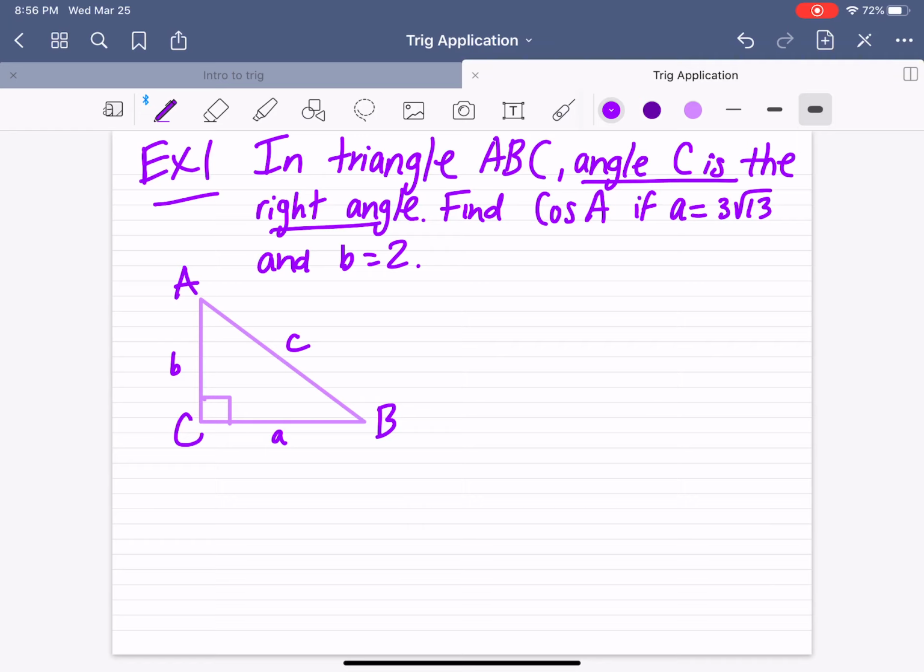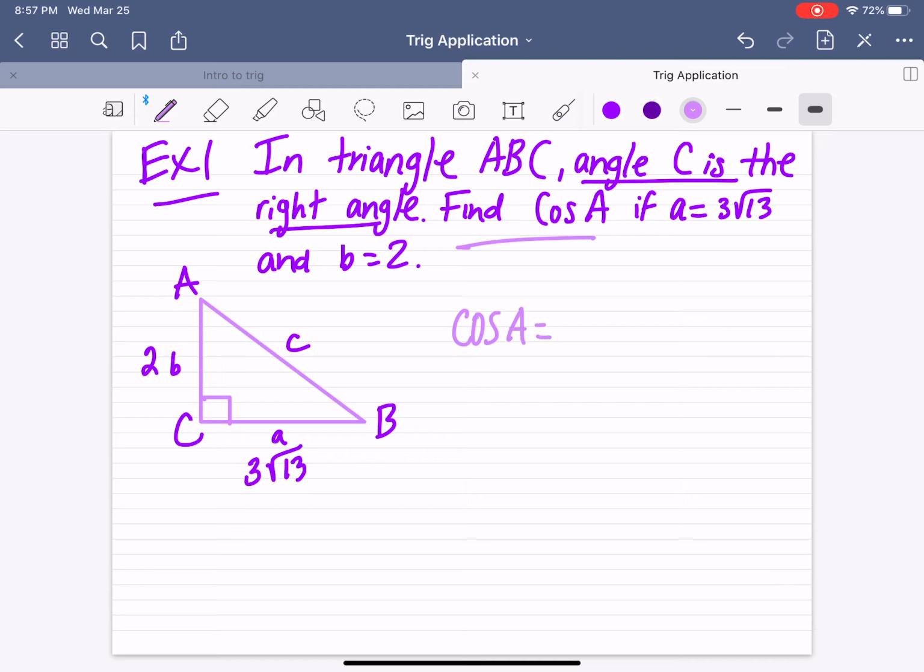So now that we have our triangle labeled, let's go ahead and keep labeling it with the measurements. So they tell us that lowercase a is 3 times the square root of 13. So this right here is 3 square root of 13. They also said that side B is 2. So now let's answer the question. The question is asking us to find cosine of angle A.